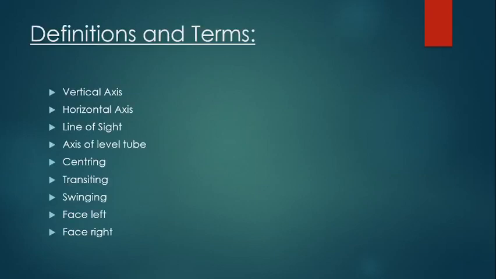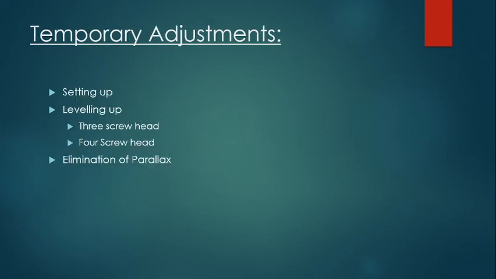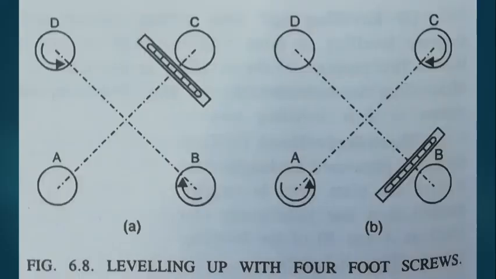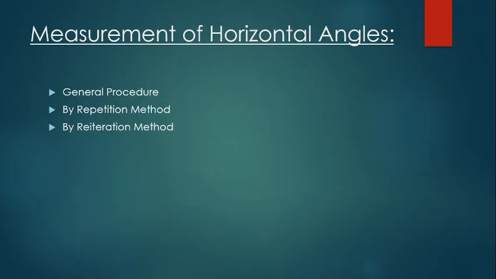These are some of the definitions and terms: vertical axis, horizontal axis, line of collimation, and all. And we have also discussed temporary adjustments. This is a process which must be completed at every station setup before taking any measurements, with three-foot screws and four-foot screws, everything completed.